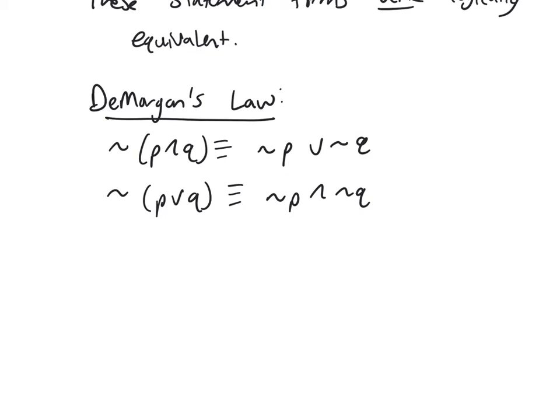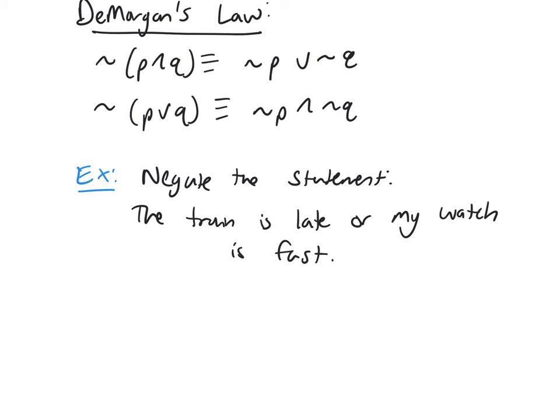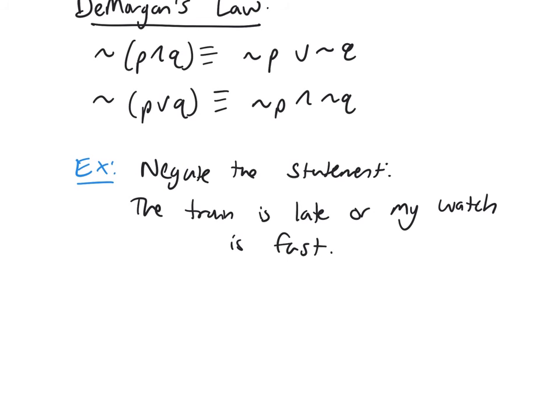So let's look at an example here. Let's negate the statement, the train is late, or my watch is fast. So what would the negation of this statement be?